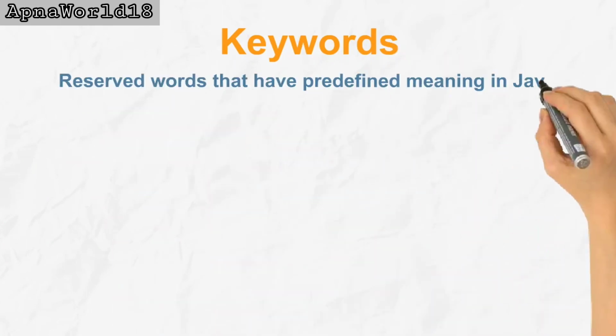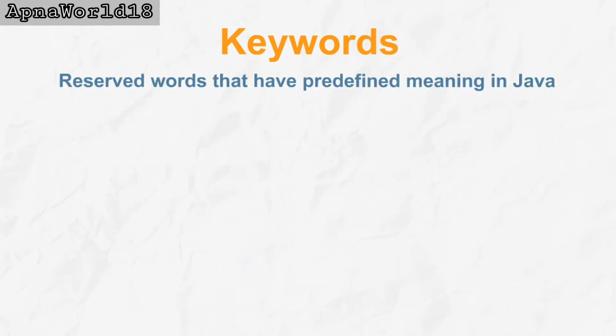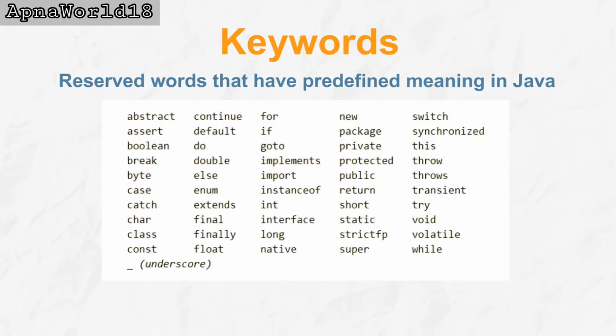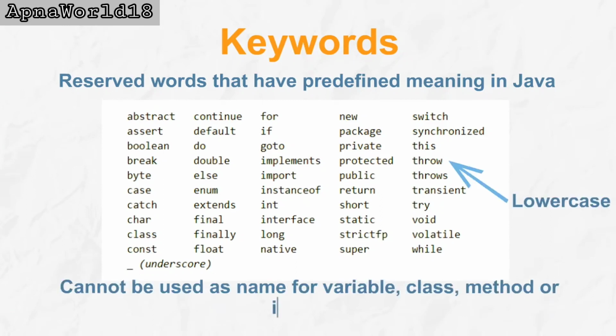Keywords are reserved words that have predefined meaning in Java. The words shown are all keywords. If you see, they are all in lowercase. They cannot be used as names for a variable, class, method, or identifier.